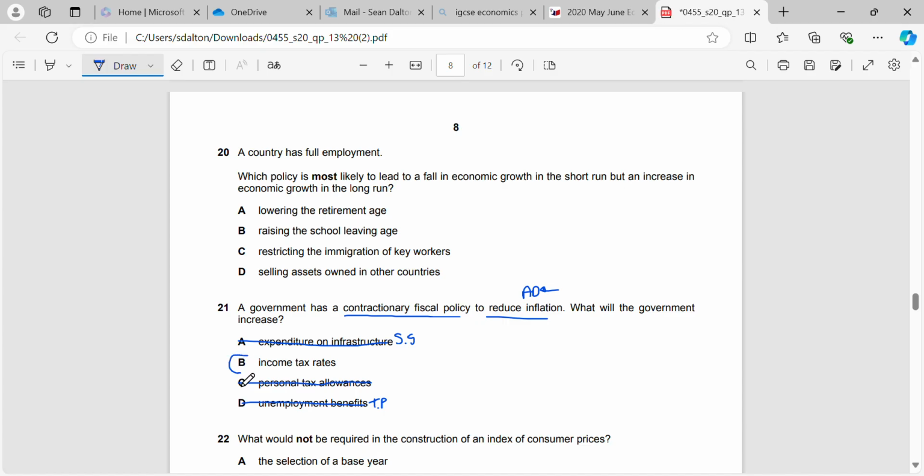So if we increase income tax rates, what does that do? That moves AD to the left by reducing the amount of money that people have, so that they've got less money to spend.